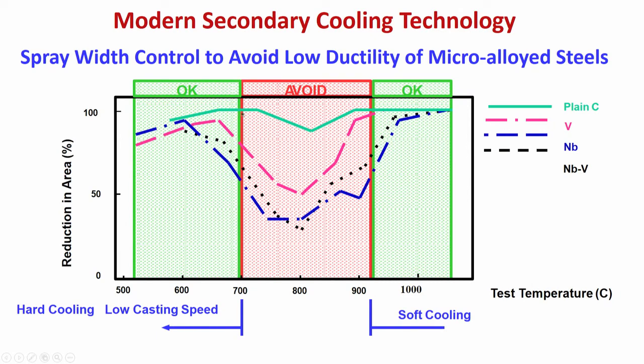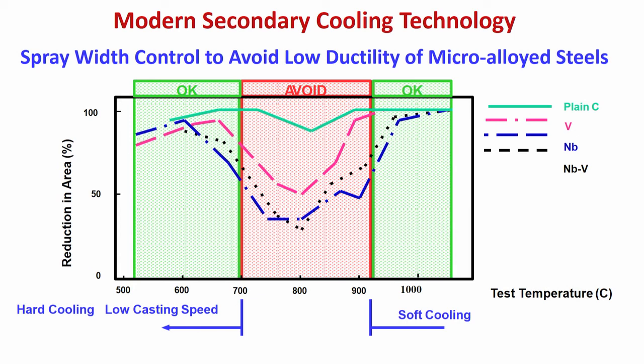For plain carbon steel, the green one, ductility is coming down but not to that extent. At around 800 it is coming down by say 10% or 20%, which is not very harmful. But look at the vanadium bearing steel, this red one, it has come down to say 50% from 100%. For the variety of steels with vanadium, it has come down to less than 50%. So, this temperature is very sensitive for these microalloy steels.